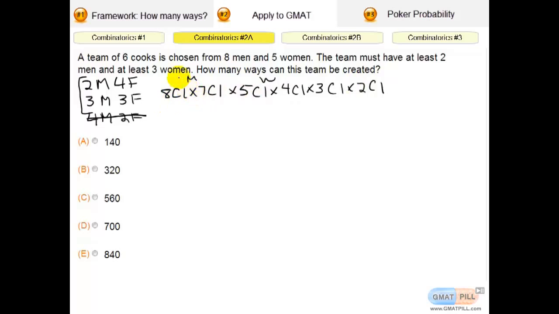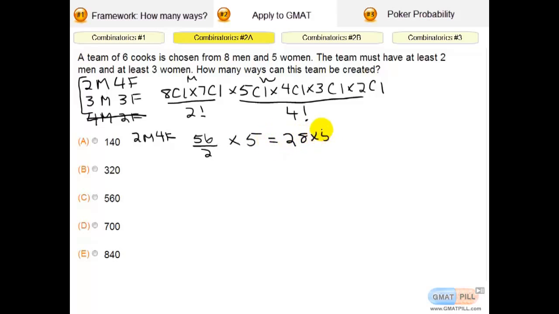Now, does order matter? Well, between the men, it doesn't really matter, and between the women, it doesn't really matter. And so for the men you have to divide by 2 factorial, and for the women you have to divide by 4 factorial. Now again, this is for 2 men and 4 females, in which case you have 56 over 2. And then the 4 factorial cancels out, so you basically have 5 here. So that's basically 28 times 5, and that's equal to 140. So that's 2 men and 4 females.